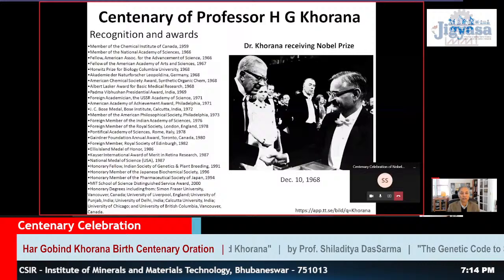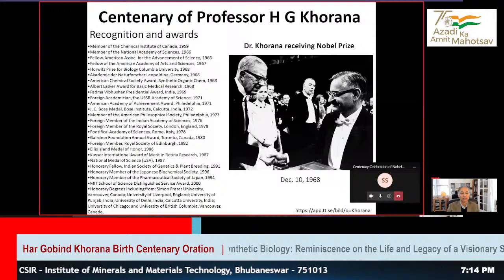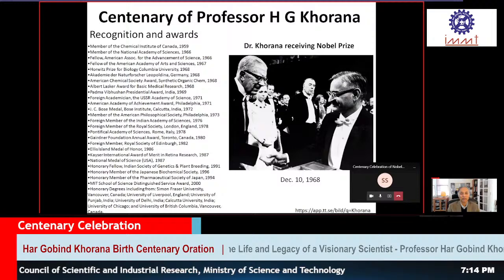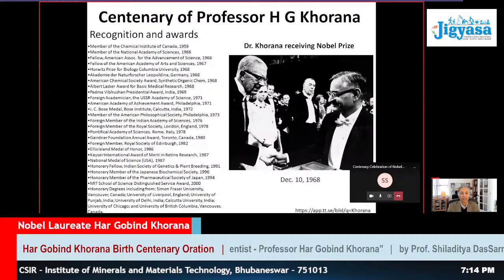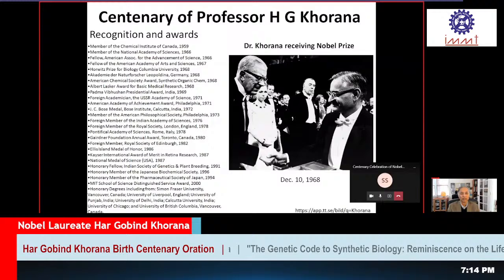He also won many awards in India. He won the Padma Presidential Award. He won the J.C. Bose Medal, and he was also elected a foreign member of the Indian Academy of Sciences. In addition, he was recognized in many other countries, including Canada, the United Kingdom, Germany, Italy, Japan, the Soviet Union, the former Soviet Union.